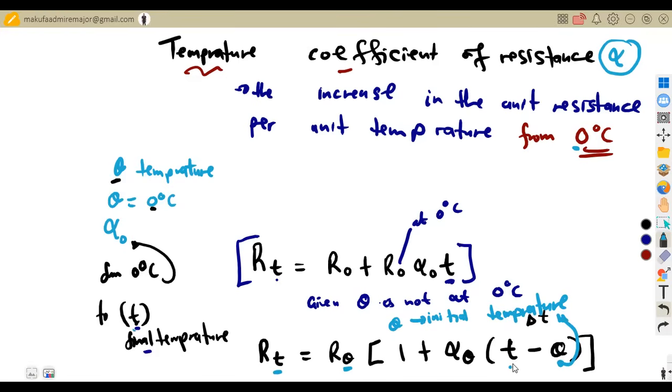So meaning to say you're going to subtract final temperature minus initial temperature, that is the change in temperature, with the temperature coefficient of resistance at that initial temperature. This is the formula that is best to use. So each and every formula is best to use on its own condition.